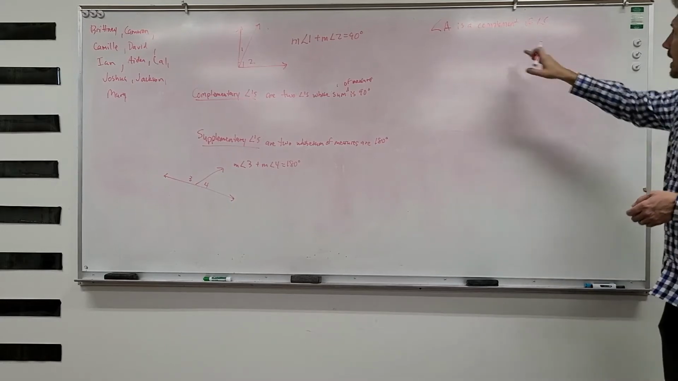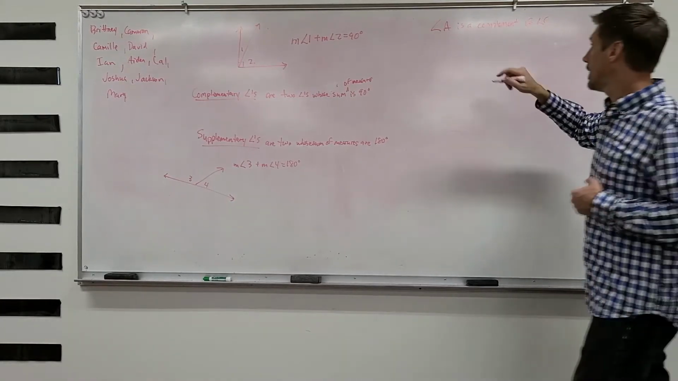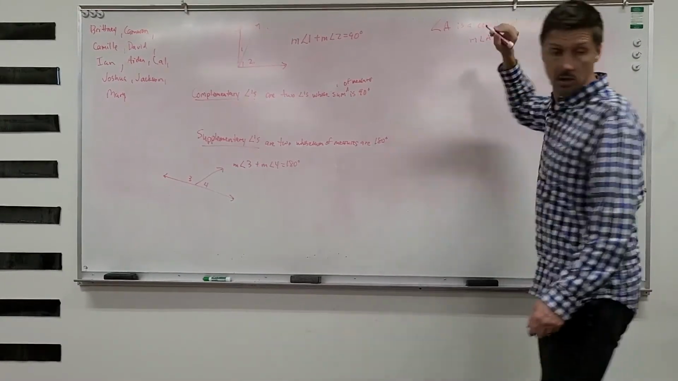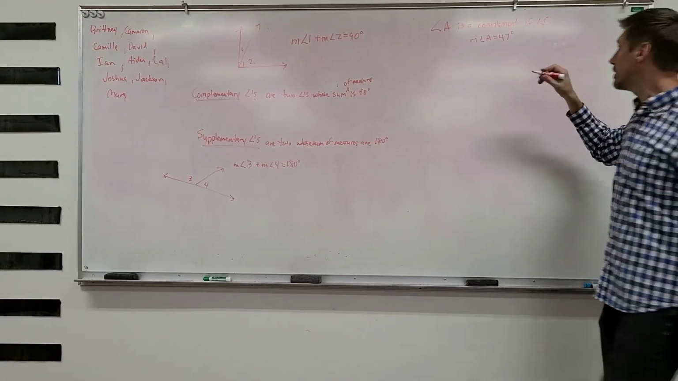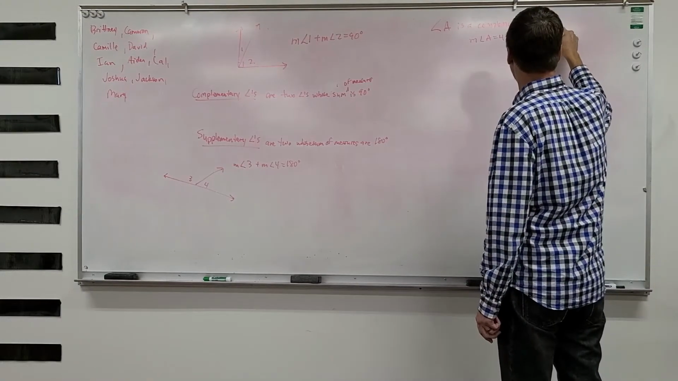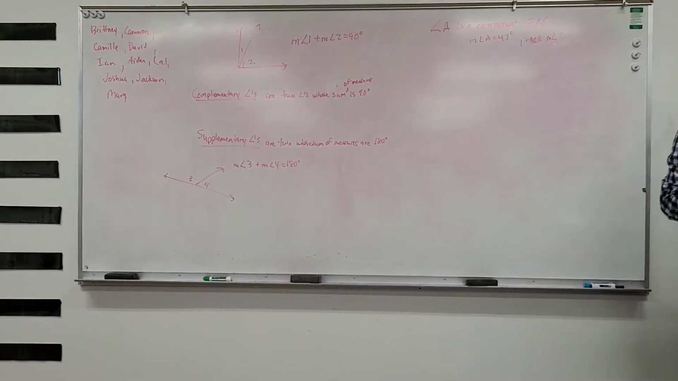So given that angle A is a complement of angle C, and given that the measure of angle A, they tell us, is equal to 47 degrees, that's all they give us. Find the measure of angle C. So how would we do that? What you got, Eden? 90 minus 47.